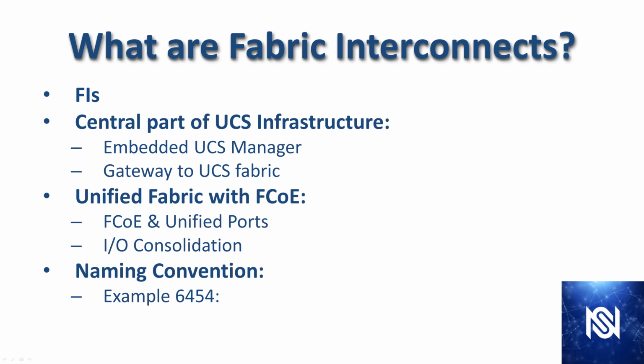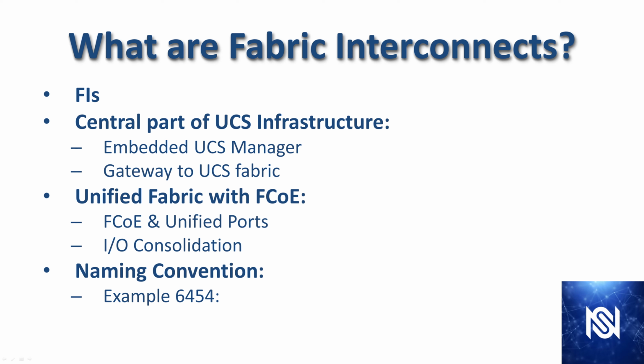And then another core concept is that of the unified fabric that came about with Fibre Channel over Ethernet. When Fibre Channel over Ethernet came about, the fabric interconnects started having unified ports, which means that they can function as both Fibre Channel ports or Ethernet ports. And this helps consolidate I/O. You can have the SAN and the Ethernet portion of the data center on the same infrastructure, which means you're going to need fewer devices and it's going to be a lot simpler to manage.